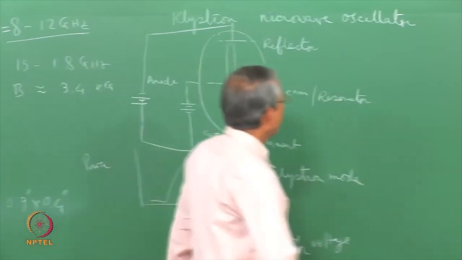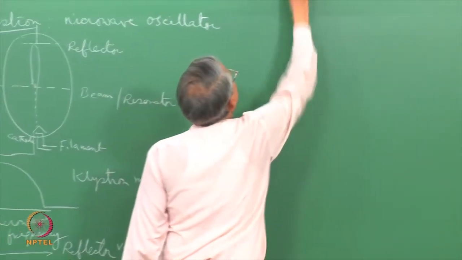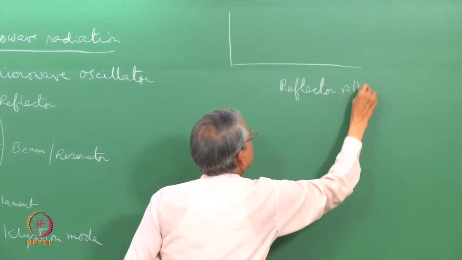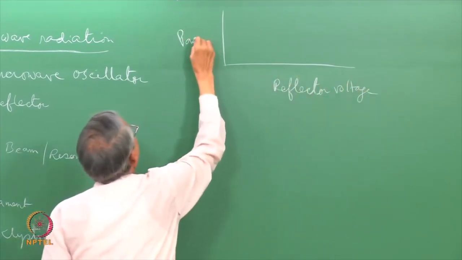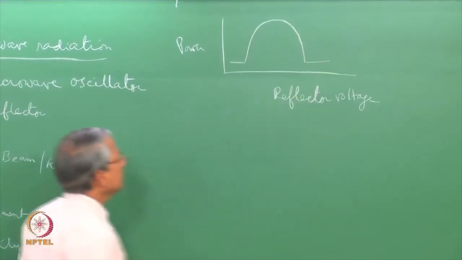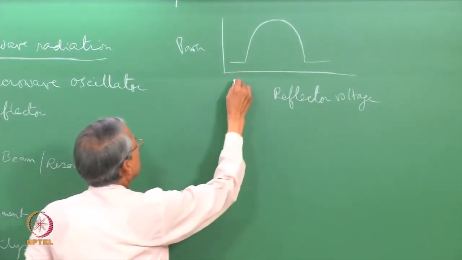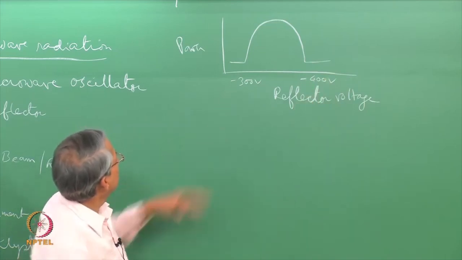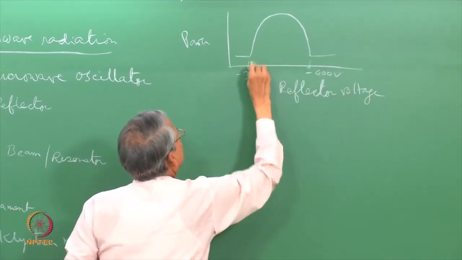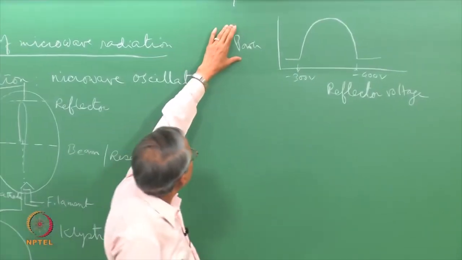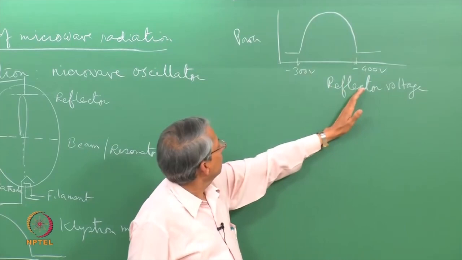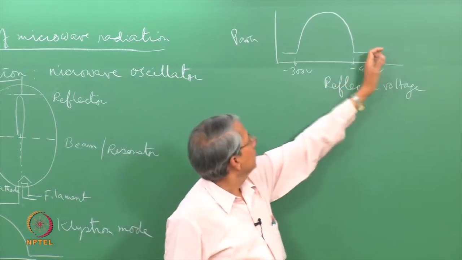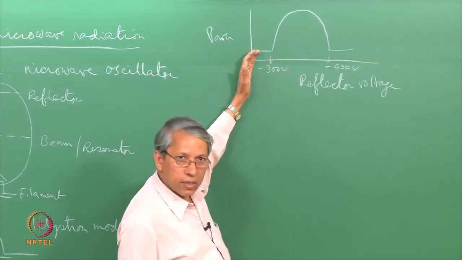Now, a klystron can have more than one mode. What do you mean by that? It may look like this for a certain range of voltages. Let us say this could be minus 300 to minus 400 volt, from here to here, just for the sake of our understanding. That is, the microwave power from the klystron has this sort of shape when the reflector voltage goes from minus 300 to minus 400 volt. In other words, if the voltage becomes more negative than that, there is no output, and if it becomes less negative than that, there is no output.